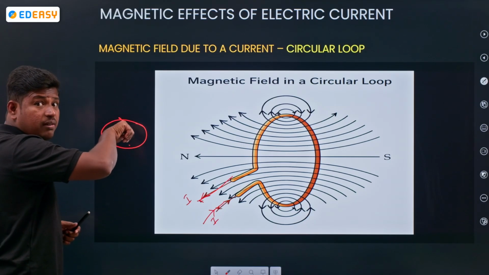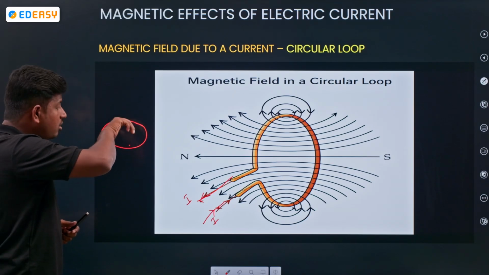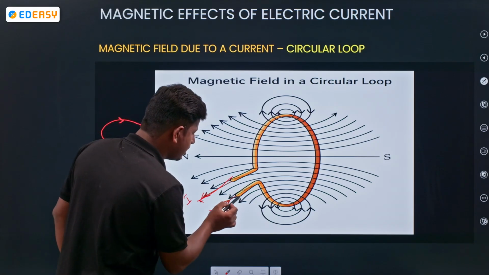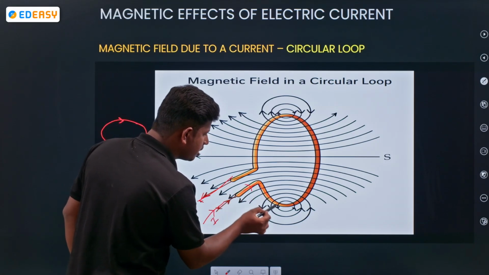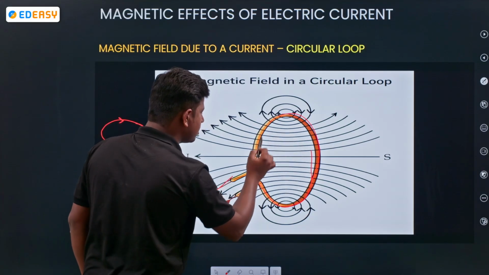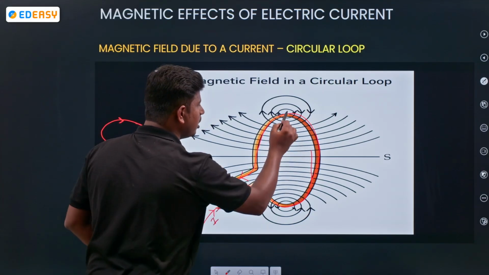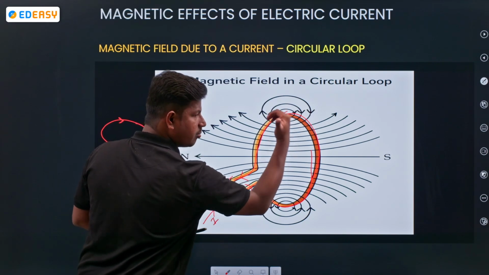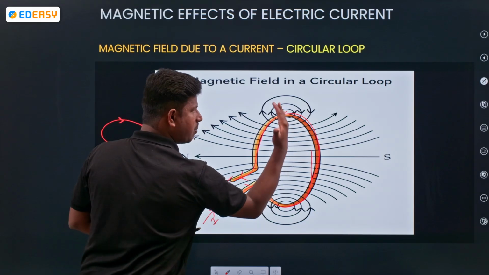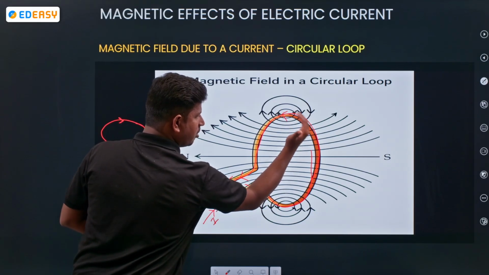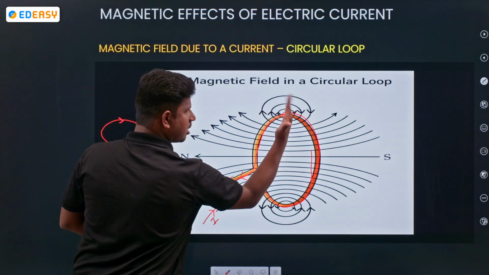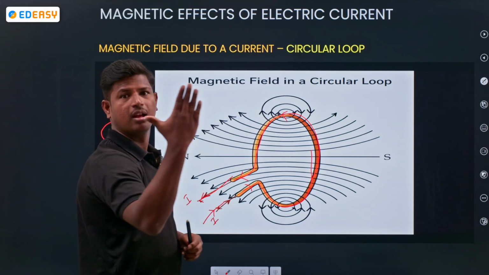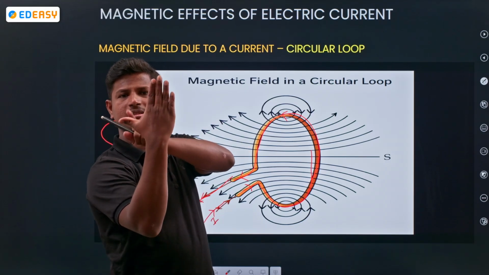And how will the magnetic field be? Perpendicular. See, here the current is entering, and here it is passing. It is in the anti-clockwise direction, right? How will the field be? Perpendicular. The curled fingers are the current, and the thumb is the magnetic field.